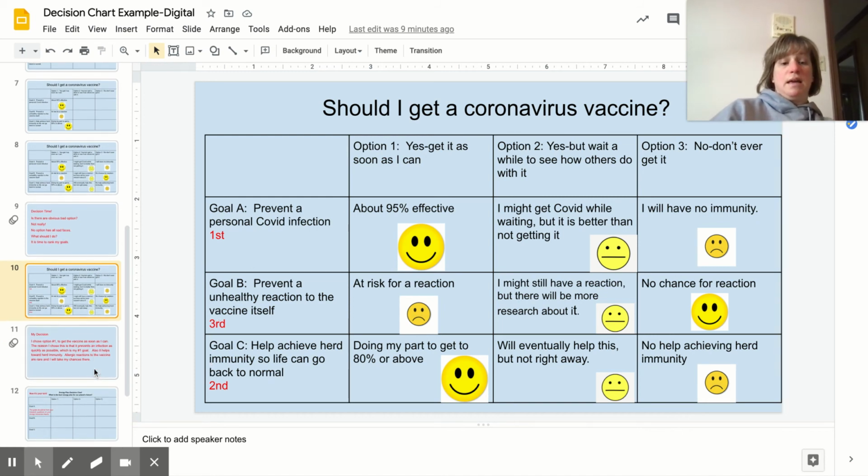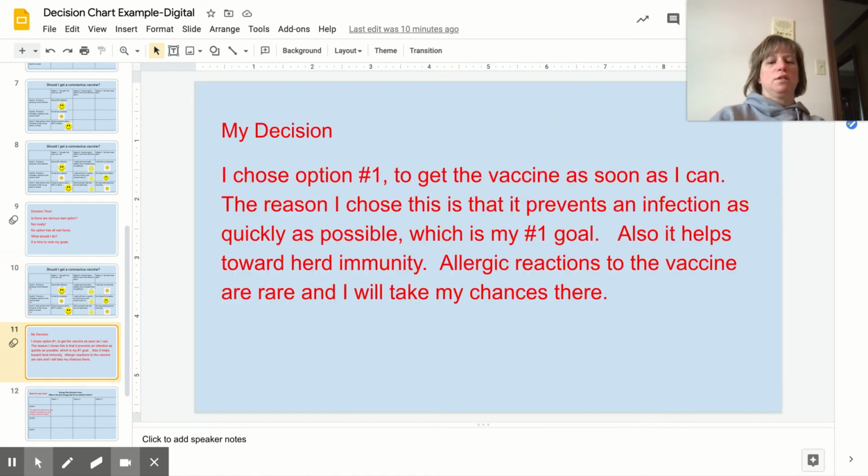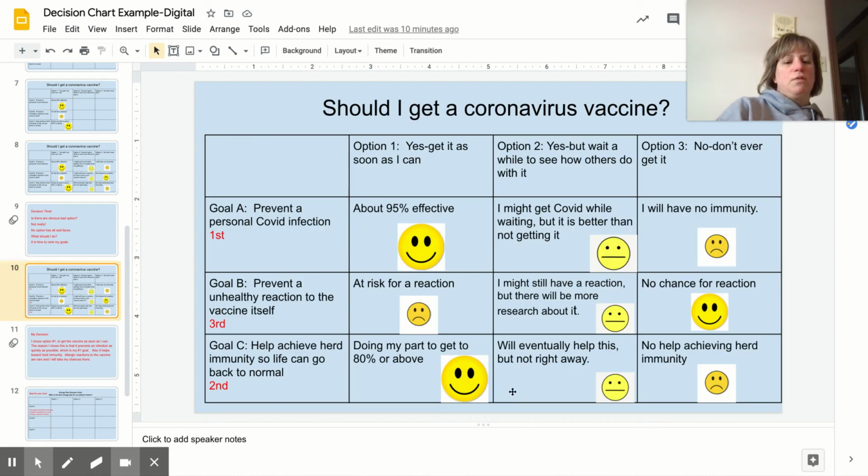And so at the end of the decision chart, you're going to make a decision with a reason and you'll choose an option. So I chose option 1 to get the vaccine as soon as I can. The reason I chose this is it prevents an infection as quickly as possible, which is my number one most important goal. Also, it helps toward herd immunity. Allergic reactions to the vaccine are rare, and I'll take my chances there. So notice again, every single outcome box has a face with a reason, not just a face. And you'll need to do that too from your research. Provide the reason, what went through your mind when you made that decision of what face to put. And then I picked an option.